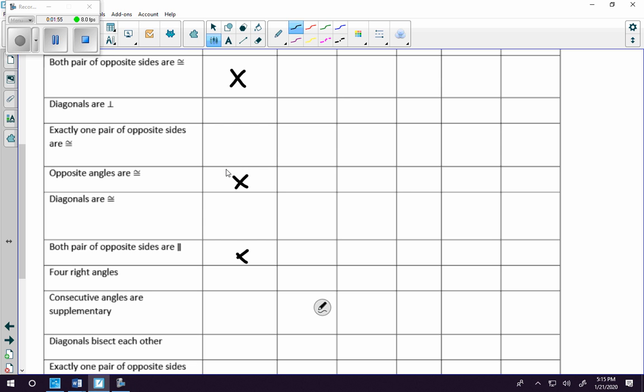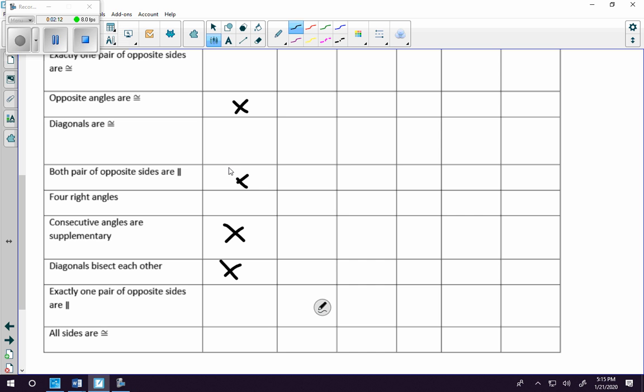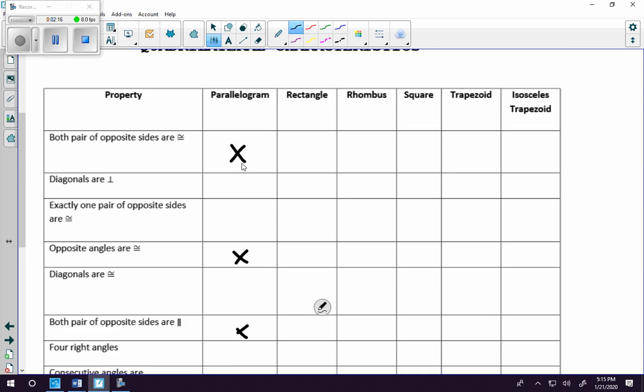Okay, next one, four right angles, not in a parallelogram. Are consecutive angles supplementary? Yes. Do the diagonals bisect each other? Yes. Is there exactly one pair of opposite sides parallel? I can't read that, I'll move it down. No. Are all sides congruent? No, not in a parallelogram.